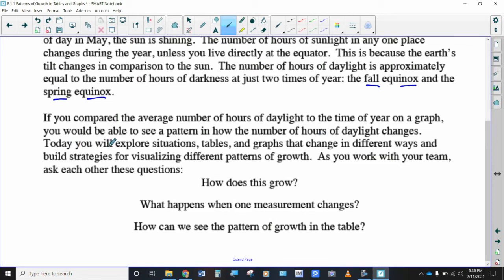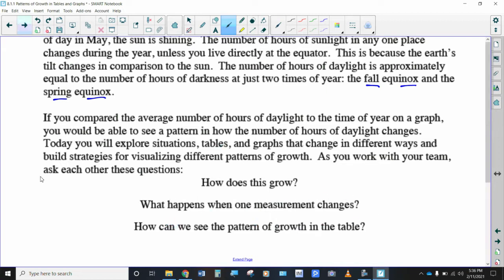Today, you're going to explore a couple of different situations in tables and graphs that change in different ways. You're going to build strategies for visualizing different patterns of growth. As you work, ask these types of questions or reflect on these types of questions. How does it grow? What happens when one measurement changes, and how can we see the pattern of growth in a table?